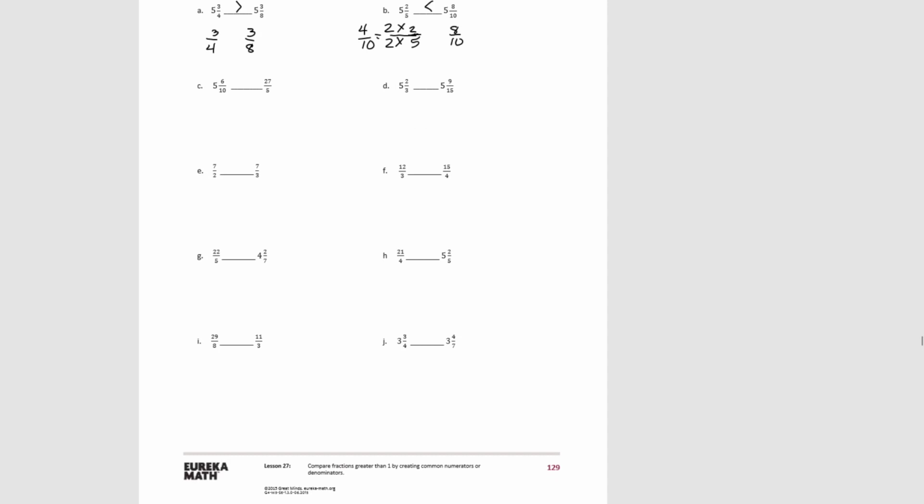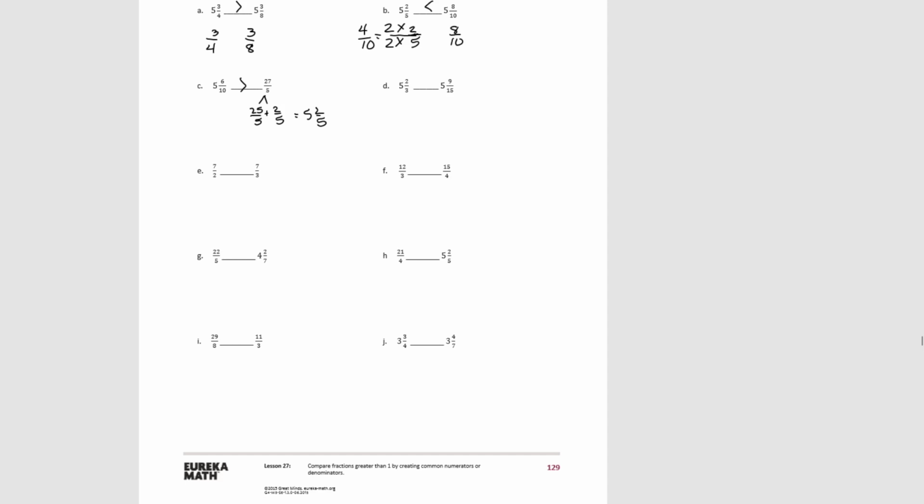Try C. Okay. For C, one strategy would be to decompose this into a mixed number. So 25/5 plus 2/5 would be equal to 5 2/5. And again, we could use the same logic that 6/10 is greater than a half and 2/5 is less than a half. So 5 6/10 would have to be greater than 27/5.